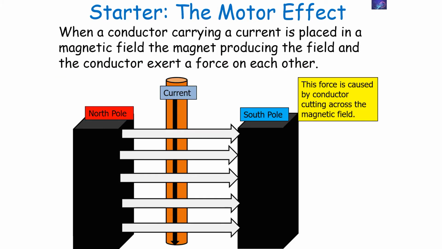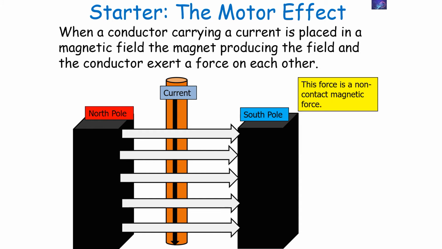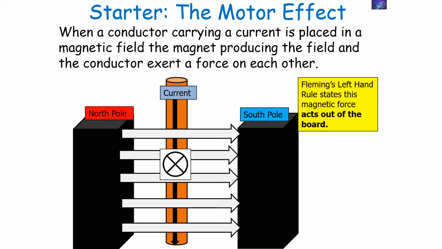So when we consider a conductor carrying a current placed in a magnetic field, the magnet producing the field and the conductor exert a force on each other. The reason for this is that the force is caused by the conductor cutting across the magnetic field. As a result, the magnetic field of this conductor, this electromagnet, and the permanent magnet interact with each other. This force, like we said earlier, is a non-contact magnetic force, and the direction of this magnetic force can be determined with Fleming's left-hand rule. So in this particular example, the direction of the magnetic force is out of the screen.